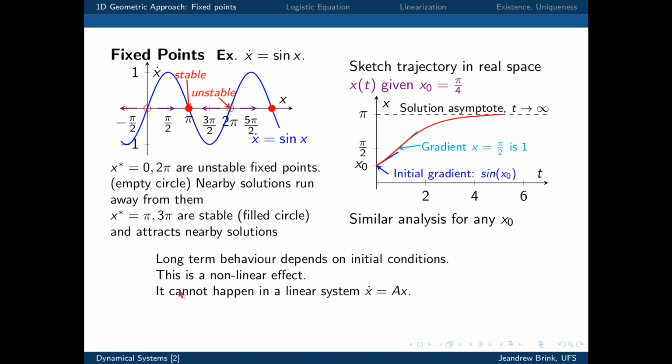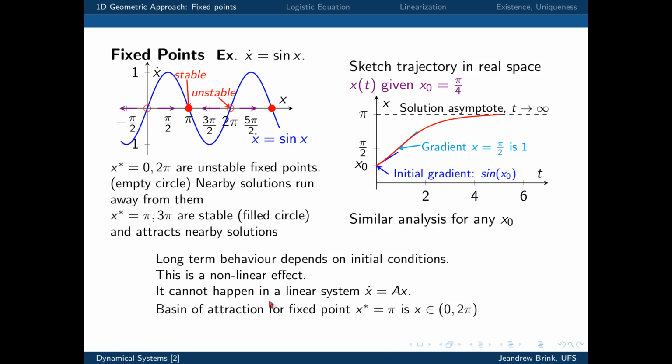Okay, so think about it. If you have a linear system where x dot equals a times x, where a is a constant, it's just a straight line, and you only have one fixed point. So you can either go to the fixed point or run away from it, but you only end up at one place, either infinity or the fixed point.